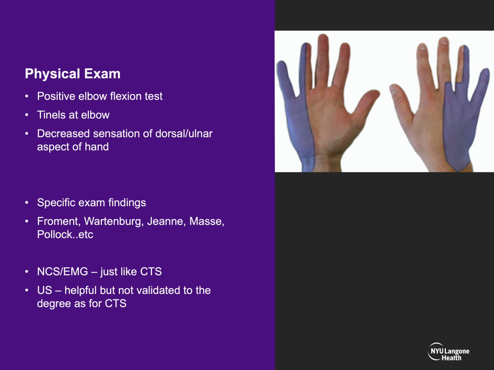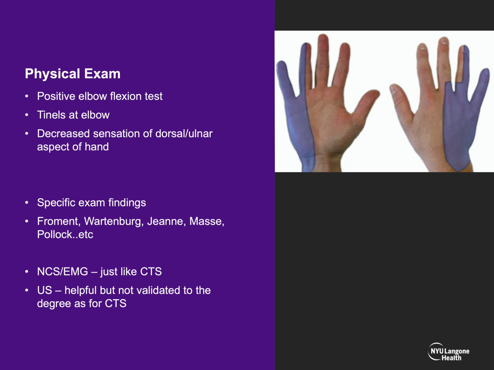Also talking on the phone. So a positive elbow flexion test. What that is, they bend their elbow and hold it bent for 30 seconds to an hour. Same concept as a Phalen's for a median nerve, except here, instead of flexing the wrist, they're flexing the elbow. Then there is decreased sensation on the dorsal ulnar aspect of the hand.